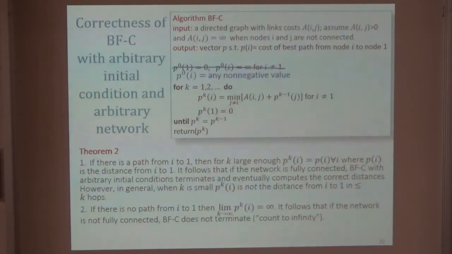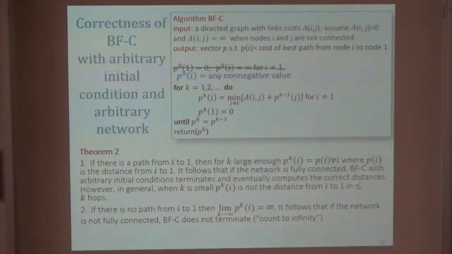Well, here is the answer to the quiz of a few minutes ago. The answer is yes. If you start from arbitrary initial conditions, it will converge to the correct value, providing the network is fully connected. And if the network is not fully connected, it will go to infinity for those nodes that don't have a path to the destination.